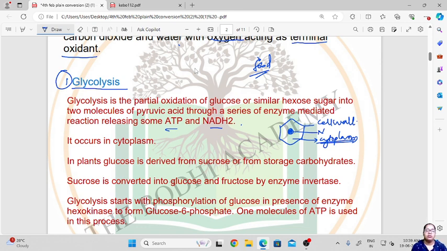So in plants, glucose is derived from sucrose or from the storage carbohydrate. This carbohydrate is the product of photosynthesis and is stored inside the plants. Sucrose is converted into glucose and fructose by the enzyme invertase. As we know, it is an enzymatic process, so the enzyme invertase helps in the conversion of sucrose to glucose and fructose.